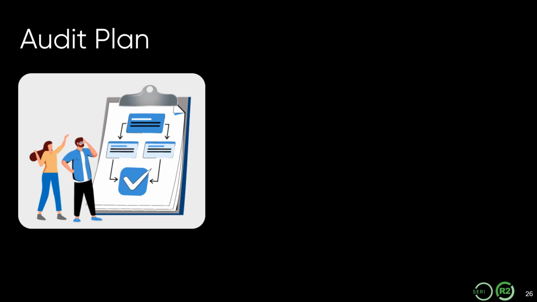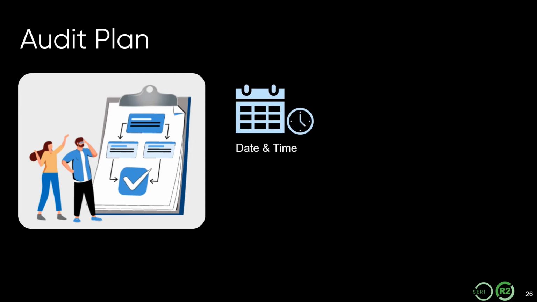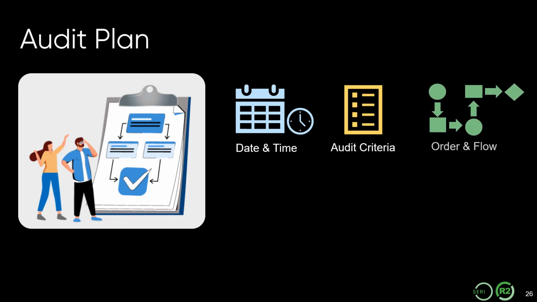A good audit plan should always have some key information, including identifying the date and time of the audit, defining the criteria that will be audited, and outlining the order the audit will be conducted in. This includes both the elements to be audited, but also the general flow of the audit. For instance, when things like a facility tour will be conducted, and when other activities such as records review, interviews, and opening and closing meetings will be held.